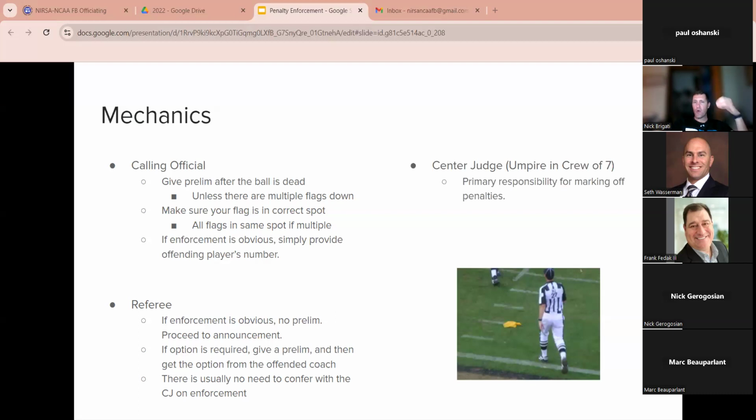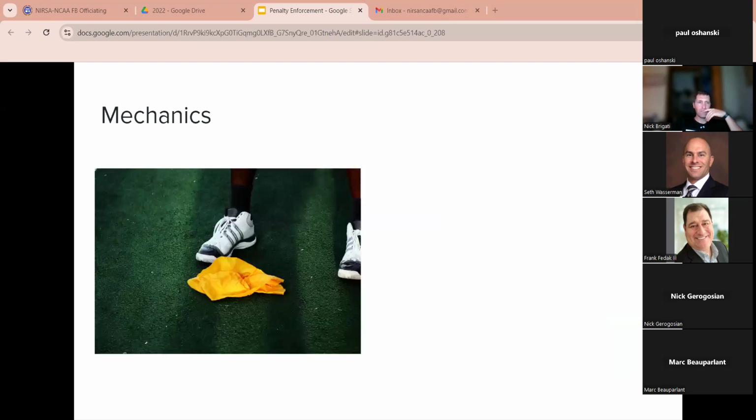The center judge or an umpire in a crew of 7 is primarily responsible for marking off penalties. They have to know enforcement so they can enforce penalties with minimal involvement of the referee. Ideally, we do this as a well-oiled machine. Once we've all confirmed what the penalty is, we're ready to go. We don't need to interact with each other a ton when it's obvious. When it's not obvious, we want to take time. We don't want to do it wrong, so take the time if you need to get it right. But we'd like to do it in a timely, quick, but not hurried and rushed manner.